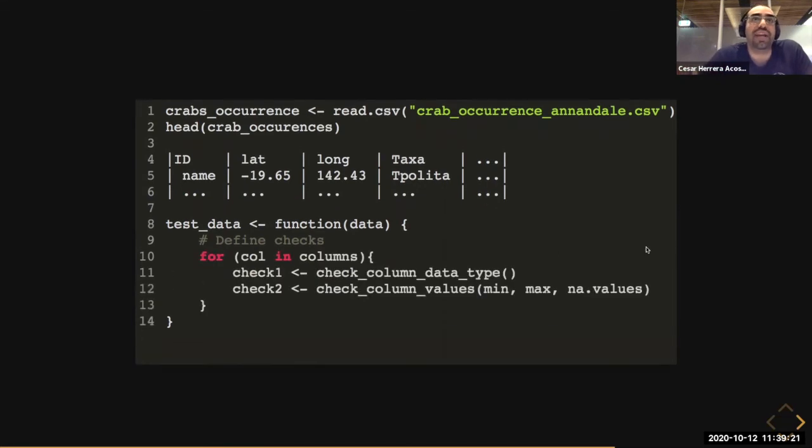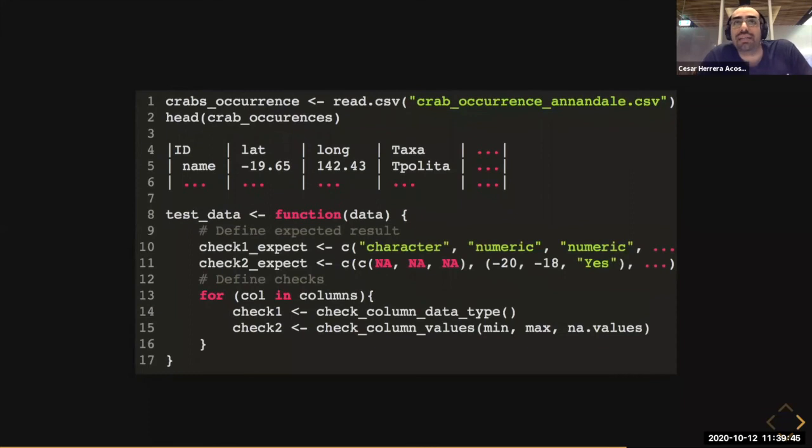So what you can do is define checks. Let's define a check within this function. You can say, well, for each column in all the columns, check the data type and also check the minimum and maximum values and maybe how many NAs we have, right? Of course, if you are doing a check, we have to define some expected values. So in my case, I can say that the expected data type is character. So I expect this column to be character and these ones to be numeric. And then for the values, I can expect that the first column, I don't care because it's characters, but for the second column, I'm collecting data just around Townsville. So I know that the latitude should be between -20 and -18 and so on.